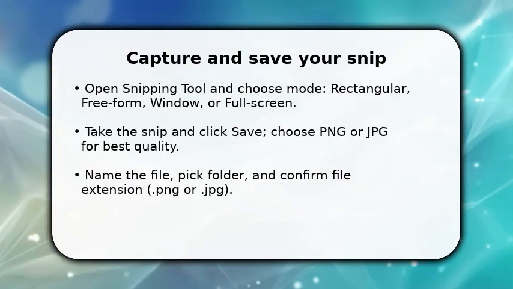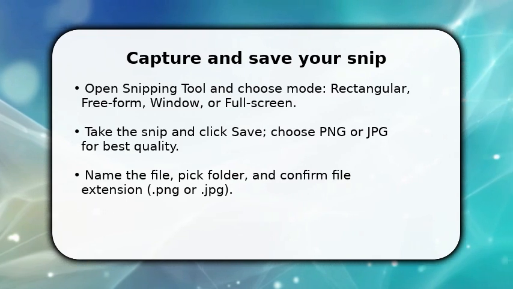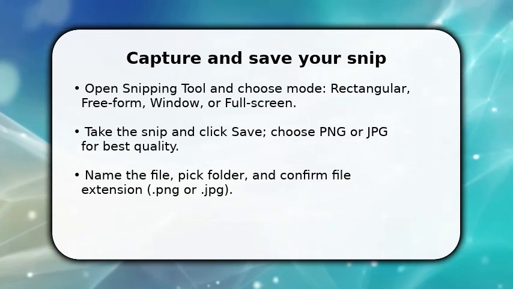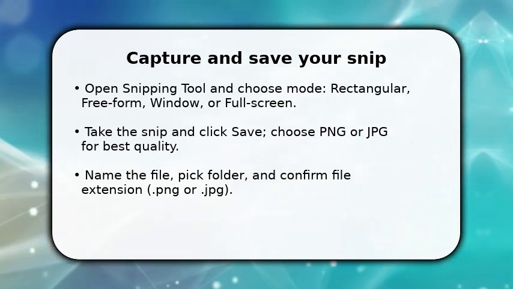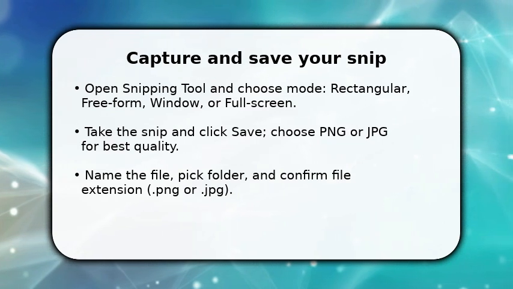You start by taking the snip now. Open Snipping Tool, pick a mode and capture the area you need. Once done, click Save and choose PNG or JPG so details remain sharp when converted.